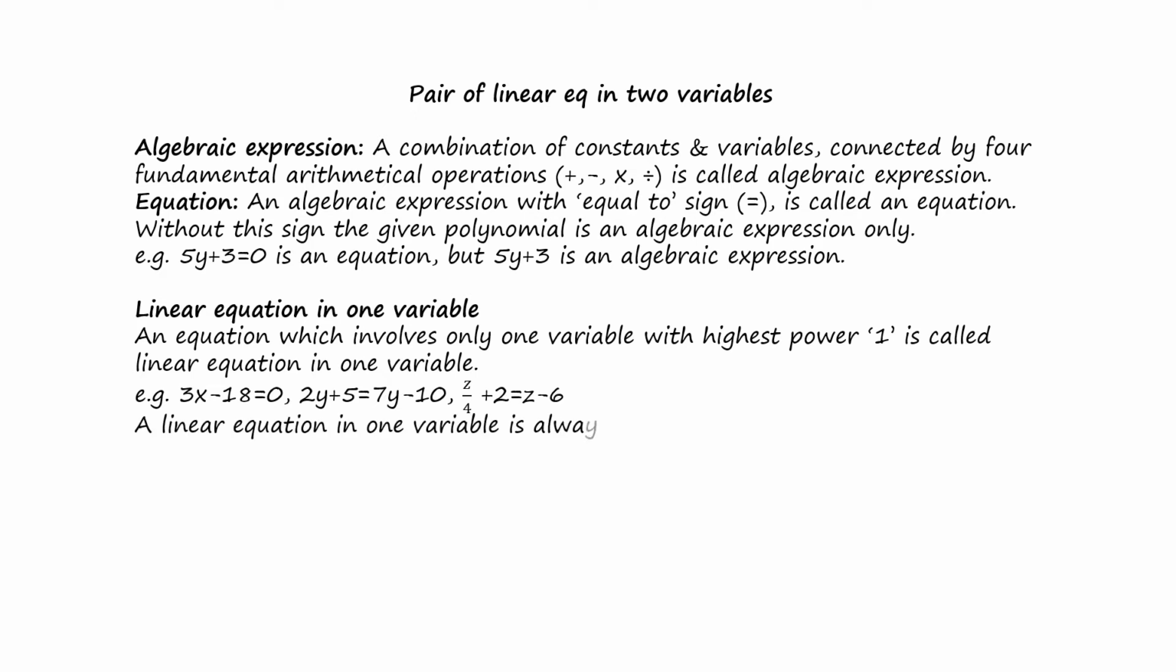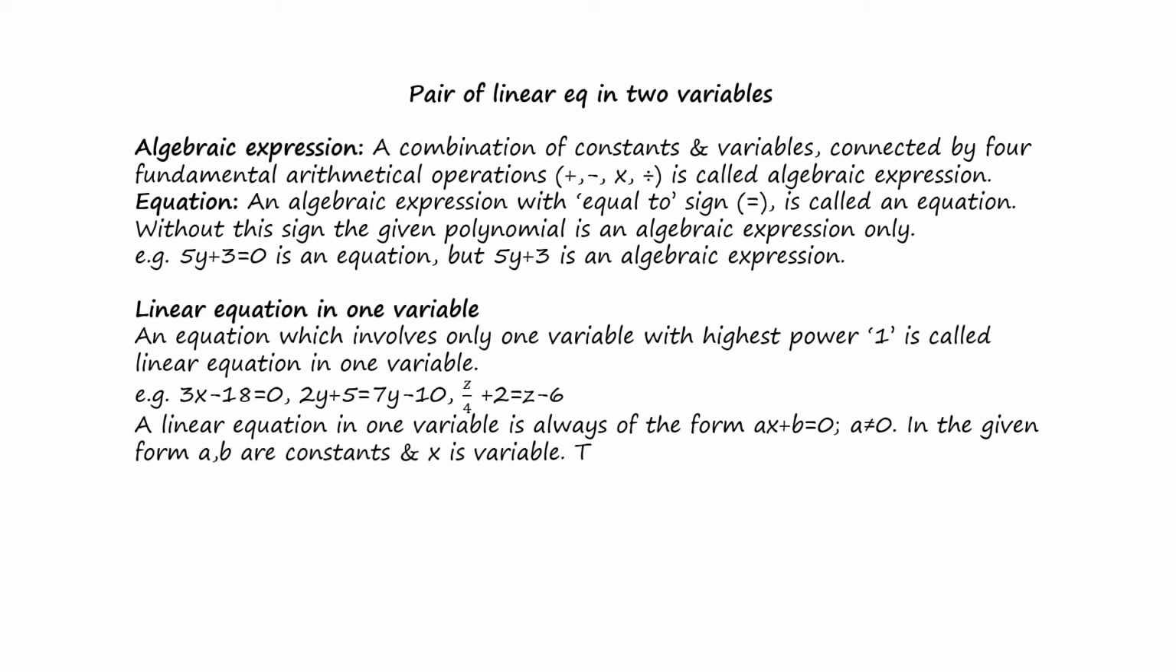A linear equation in one variable is always of the form ax plus b equals 0, where a cannot be equal to 0. In the given form, a and b are constants and x is the variable and the power of x is always 1.